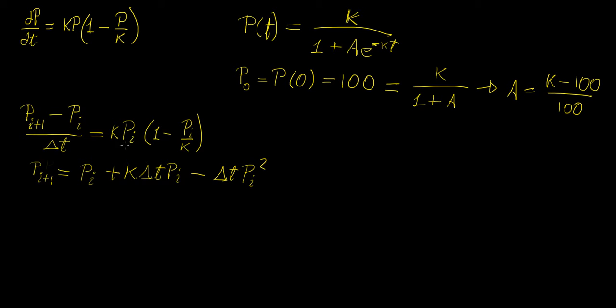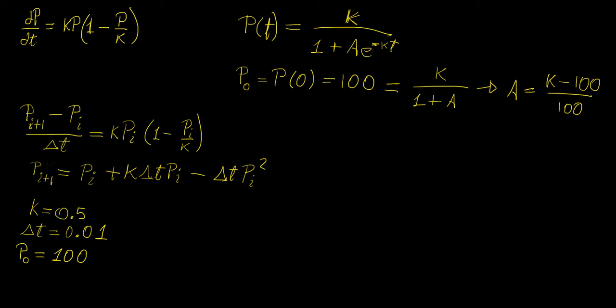This is the finite difference equation that we're going to put inside a loop in our program, and then we're going to run that a whole bunch of times to get the numerical solution. First of all, we need to choose some parameters. Let's make k equal to something like 0.5. Let's choose a step size like 0.01. And then we also need our initial population, which we said was going to be 100. So this is basically it.